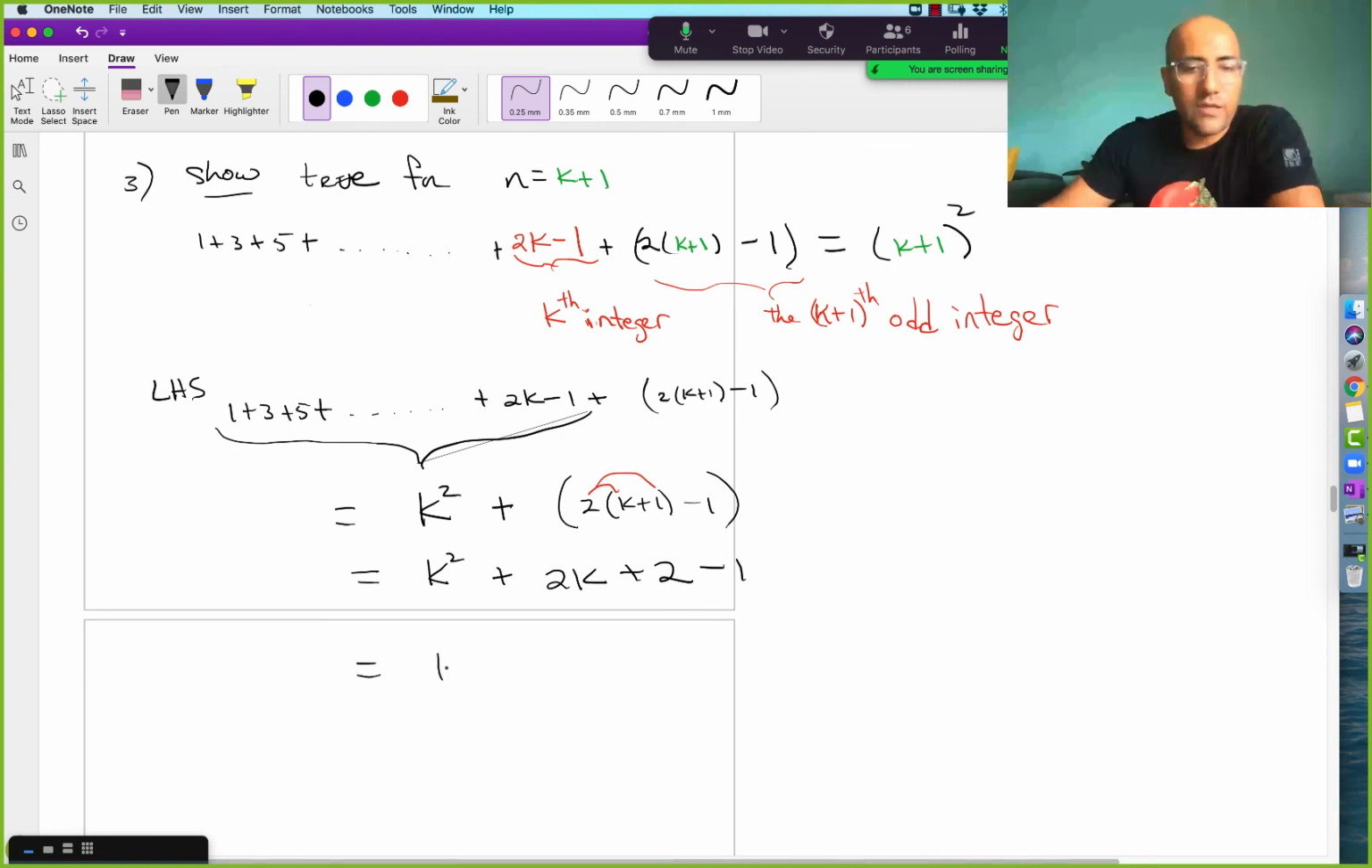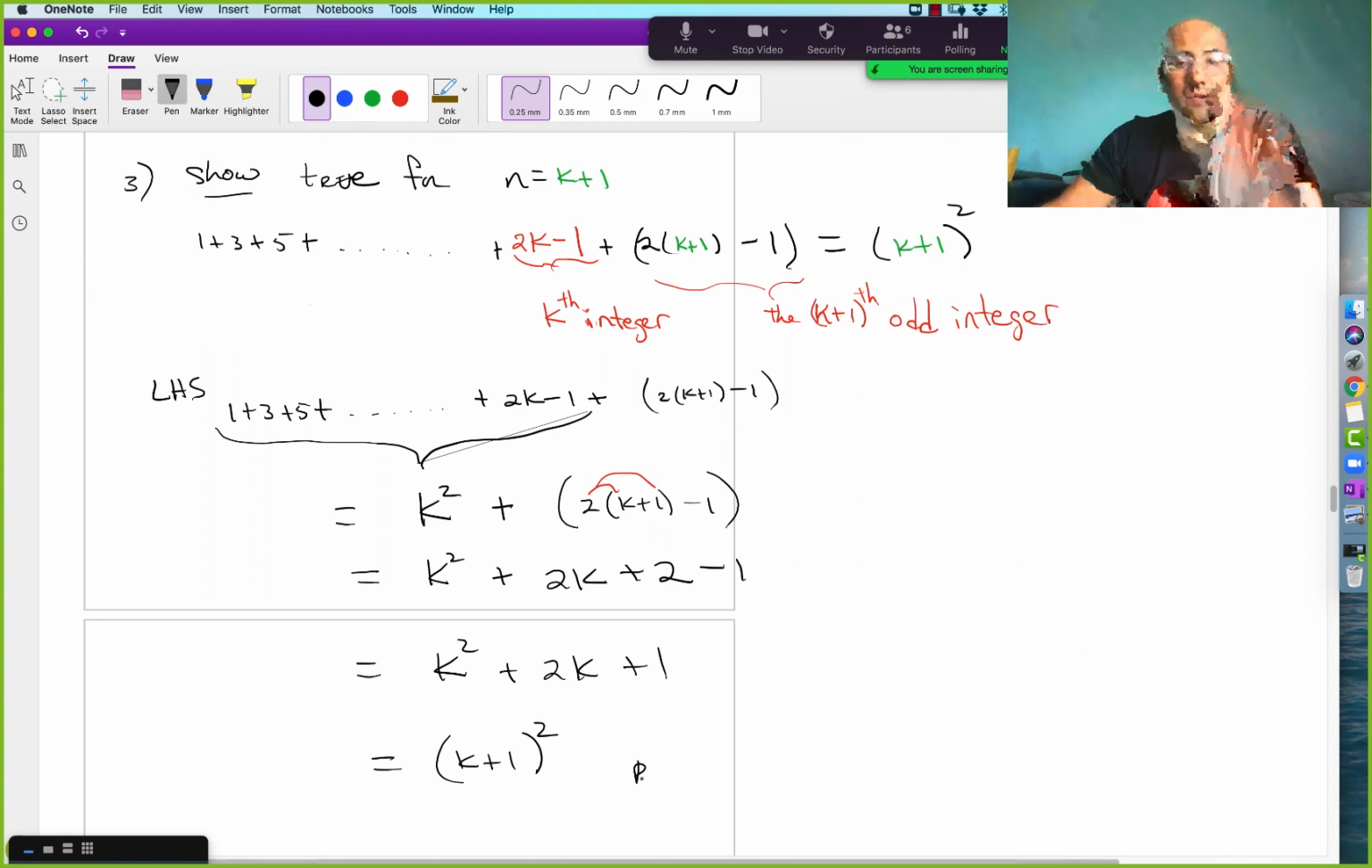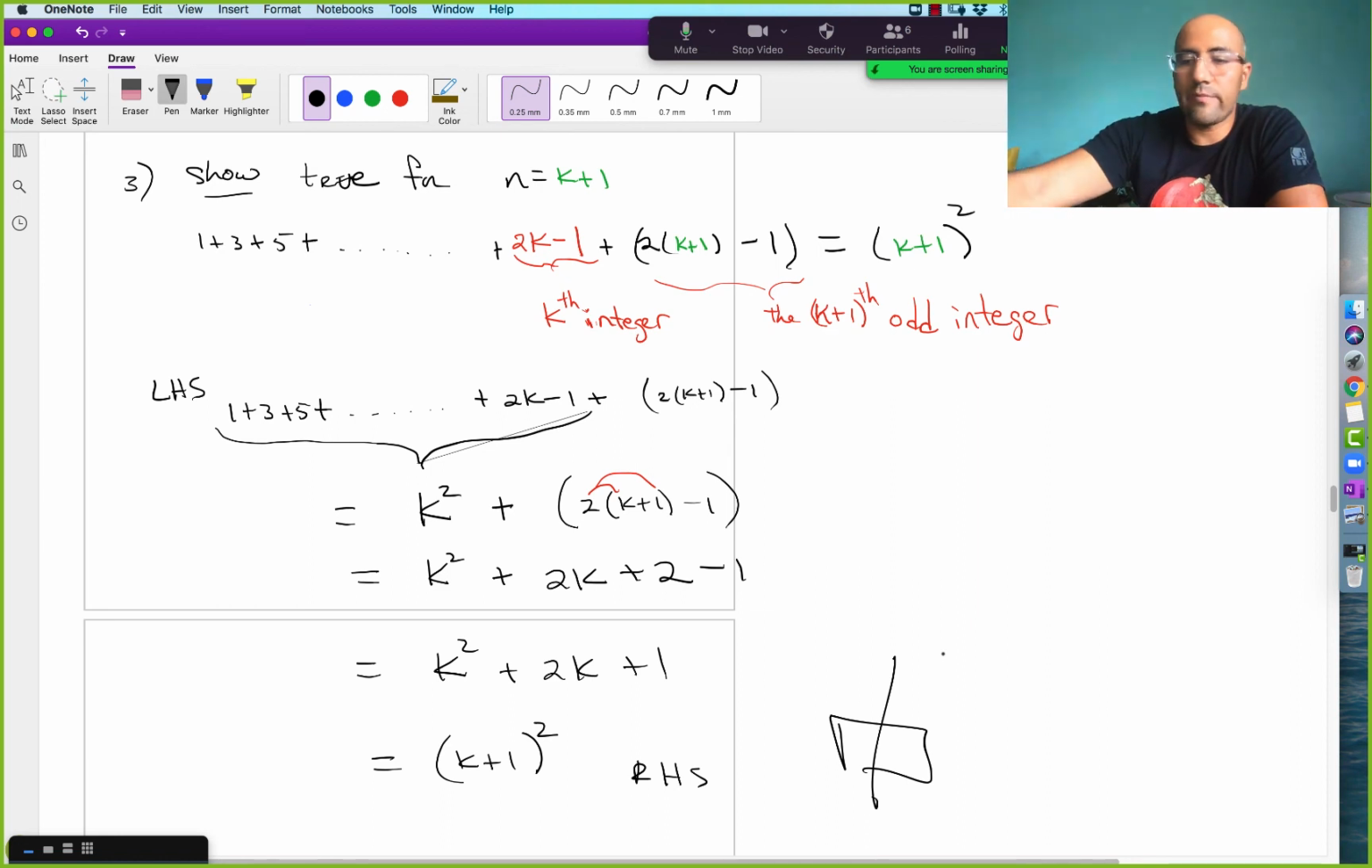And so this is equal to k squared plus 2k plus 1. And now that factors into (k plus 1) squared. Now that equals the right-hand side. So I started on the left-hand side, and I made it equal to the right-hand side. I've shown what I wanted to show. I've shown that it works for k plus 1, right? So by this method of induction, I have finished my proof. That's all you need to show.